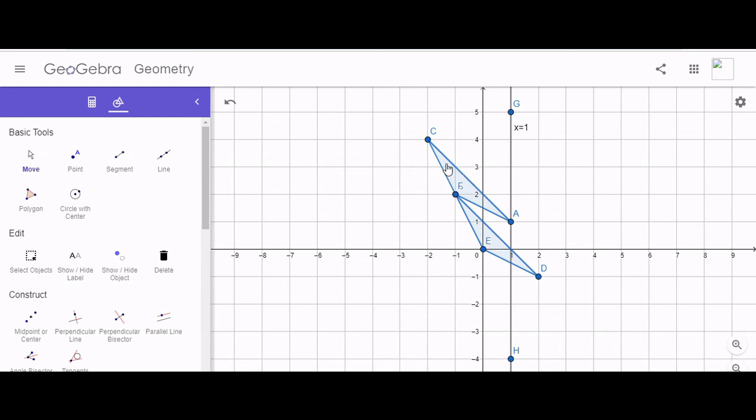And then after I've translated it 1 unit to the right, the next thing I'm going to do is translate it down in the negative y direction 1, 2. That's it. We're done.